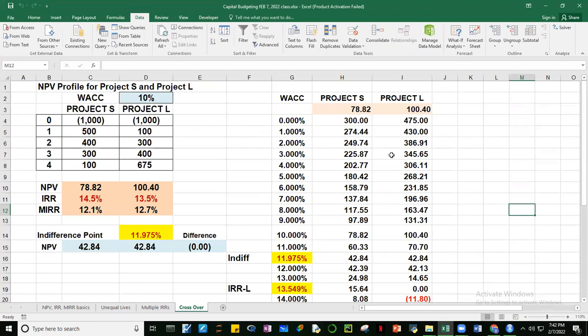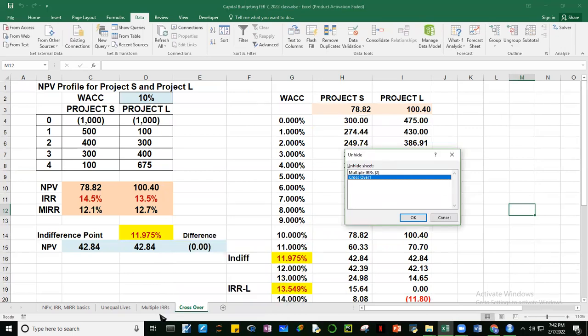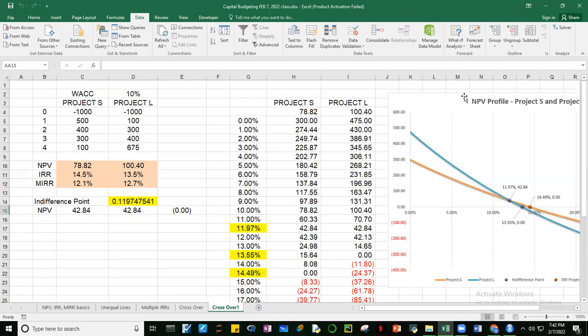Now, I'll leave plotting this as an exercise for you, but I have already given an answer here. So in the crossover sheet, please unhide. I hid a workbook, crossover one. It also has multiple IRRs. Okay? Crossover one.